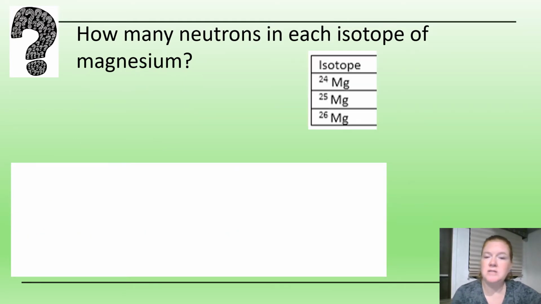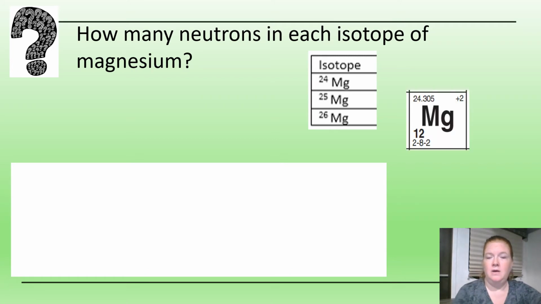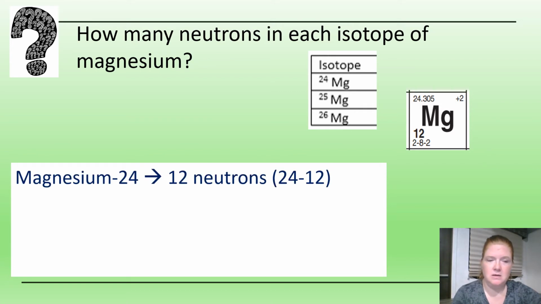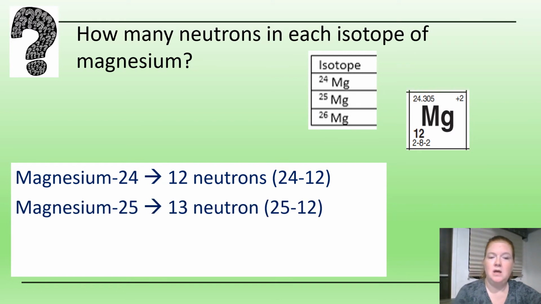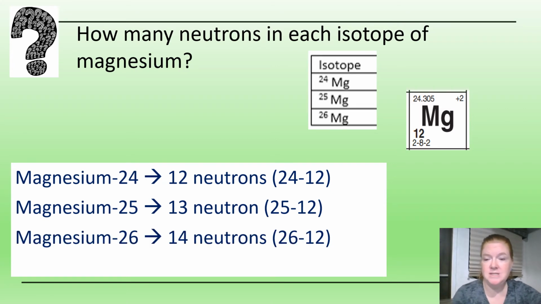How many neutrons are in each isotope of magnesium? Well, you check the periodic table. You see the atomic number of magnesium is 12, and then I have mass numbers of 24, 25, and 26. So for magnesium 24, I do 24 minus 12, so it would have 12 neutrons. For magnesium 25, it would be 13. And for magnesium 26, it would be 14 neutrons.